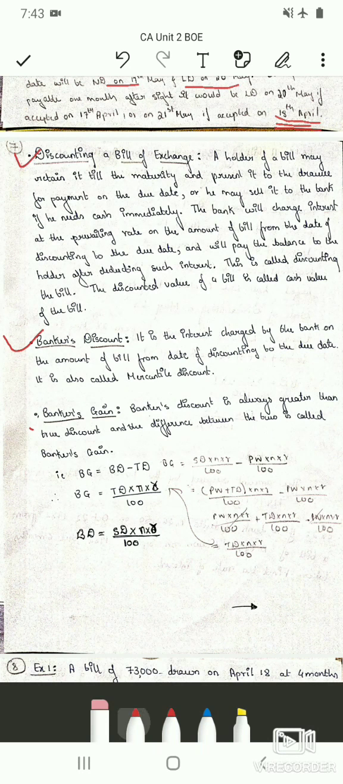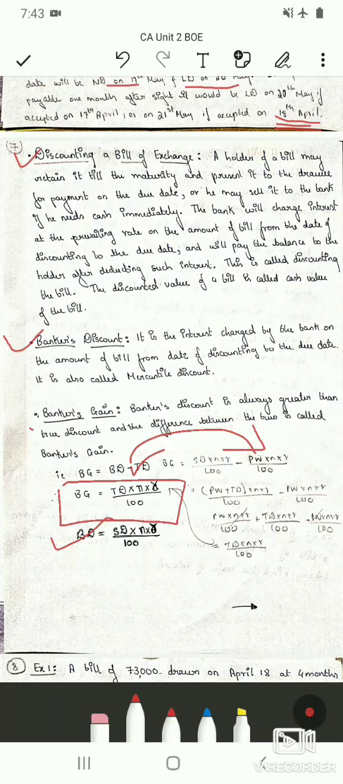So now we know the true discount formula is PW, that is present worth, into N into R by 100, or PW into T into R by 100. Both are same. So now we have the formula for banker's discount, we have the formula for true discount. Therefore we can get the formula for banker's gain, which is true discount into N into R by 100.